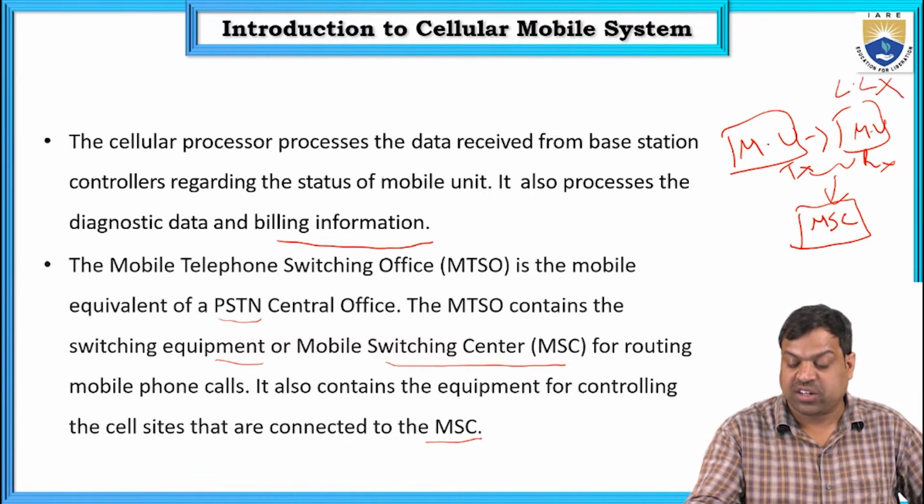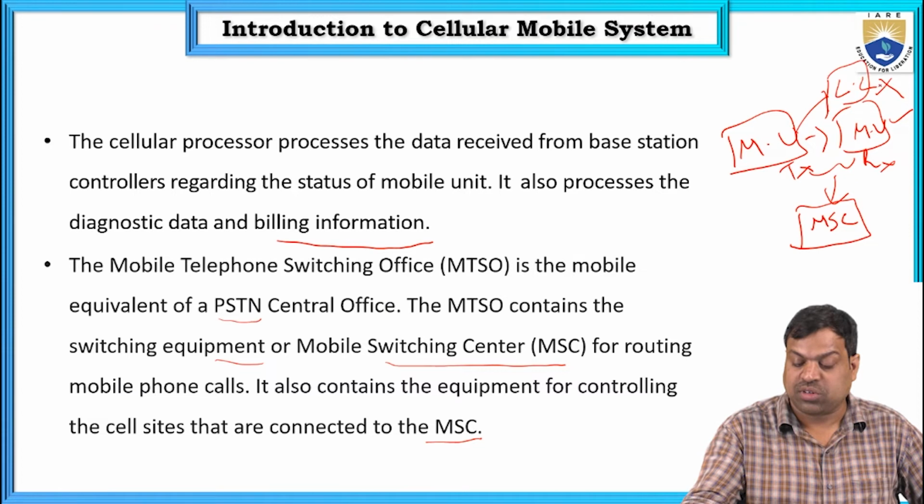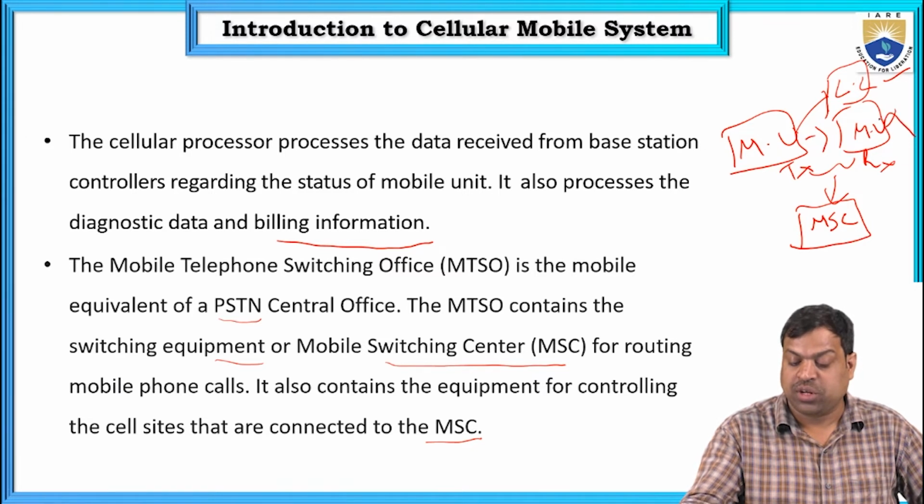I'm not using any landline. I'm used to mobile phone only. So, mobile switching center. Suppose I use only a mobile unit, and then mobile unit to landline, and I'm not using any mobile unit. So mobile unit to landline. So what is the connection?